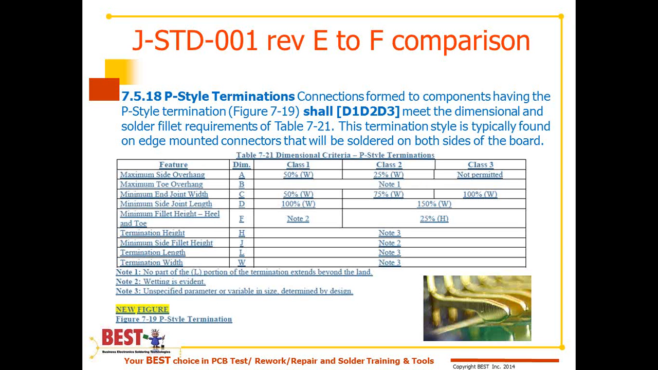Maximum side overhang, not permitted for class 3. Maximum toe overhang refers you to note 1. It says no part of the L portion of the termination extends beyond the land. And minimum end joint width for class 3 is 100%, so it has to be 100% of the width. Minimum side joint length is 150% of W for class 2 and 3. Minimum fillet height, the heel and toe, for class 2 and 3 is 25% of the height of the heel and toe, and it just refers to note 2 for class 1. And then it has the notes there for the termination height, minimum side fillet height, and so forth. And then you can see the notes there too.